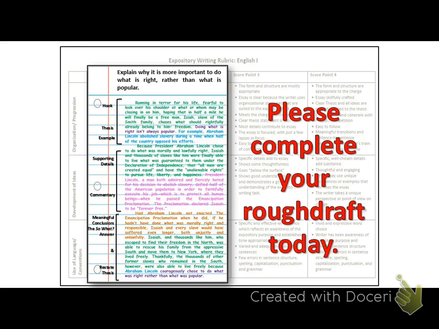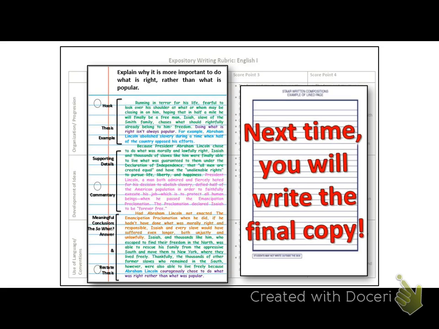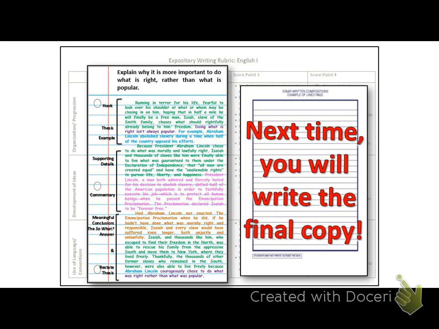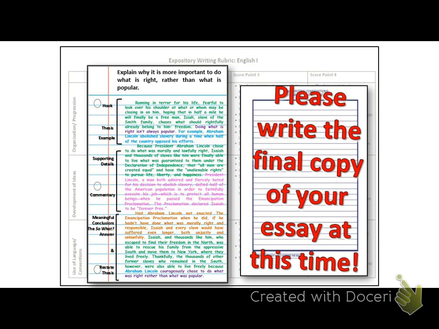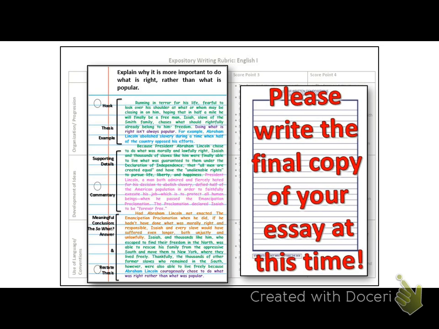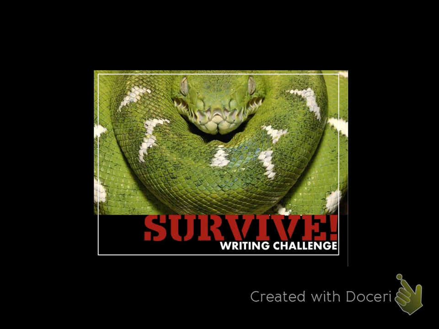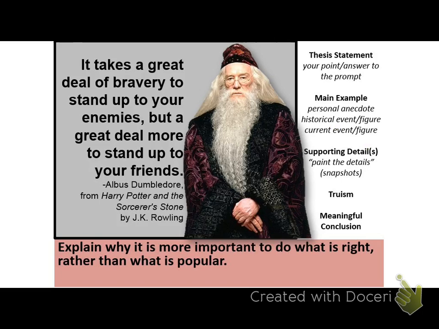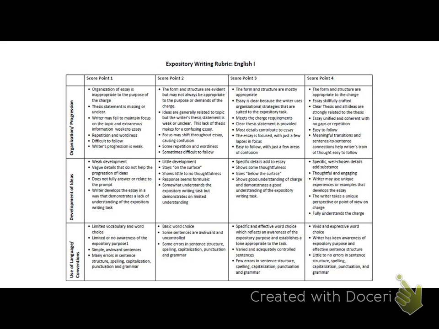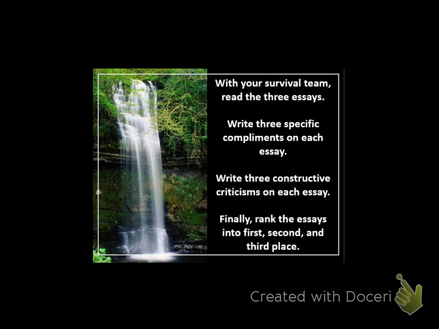So today what you're going to do is you're going to complete your rough draft. Next time, you're going to take your rough draft, we're going to run it through the edit and revising system, and then you're going to write your final copy. And then, when we are finished with our essays, we, of course, are going to participate in Survive the Writing Challenge, where you guys are going to get into your groups, and you're going to use the rubric that you have in front of you, and you are going to read each essay in your group. You're going to write 3 specific compliments on the back of each essay, and you're going to write 3 constructive criticisms on the back of each essay. And then you're going to rank them into 1st, 2nd, and 3rd place.